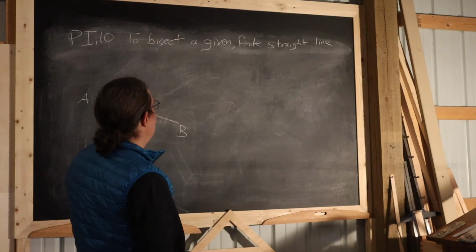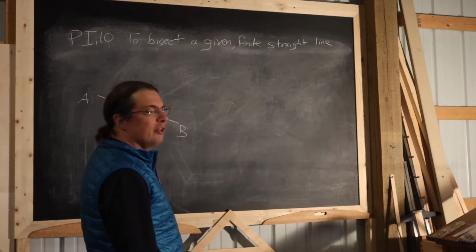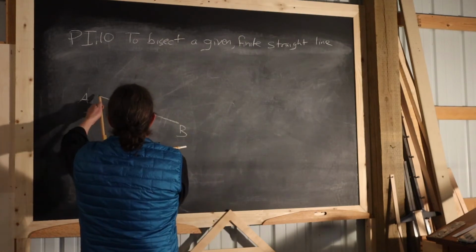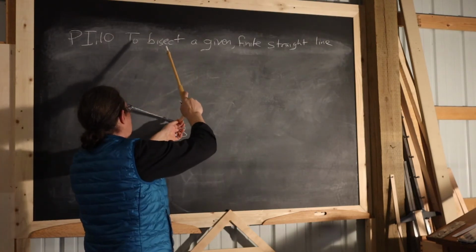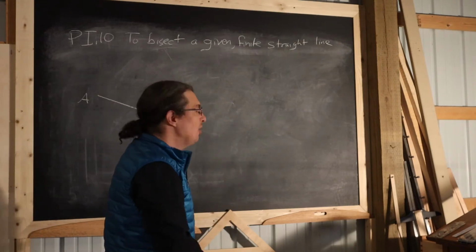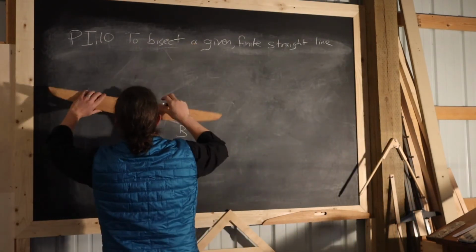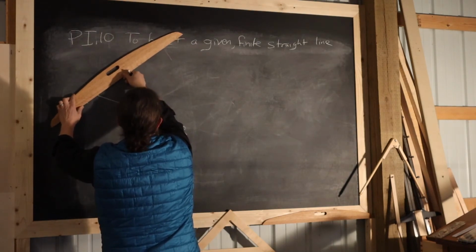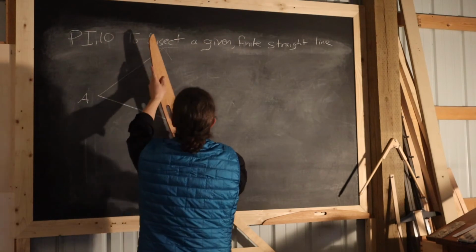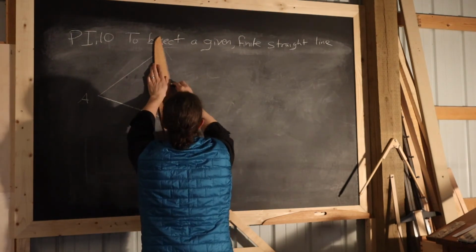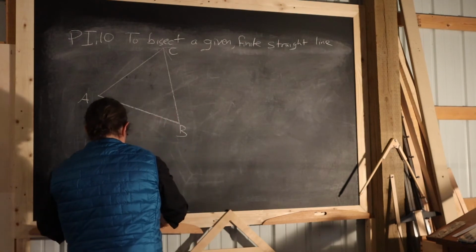So anyway, if I'm going to bisect a given finite straight line, I'm going to call upon proposition 1 once again. I'm going to construct an equilateral triangle on this segment AB. And so I go through the same process. I set my compass to the length of AB, swing a couple of arcs, same distance from A as they are from B, to mark an intersection. I'm going to draw my equilateral triangle. I guess we might as well call that point C, the third vertex of that triangle.